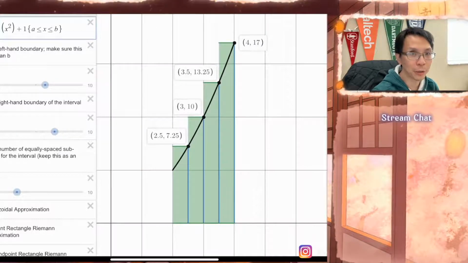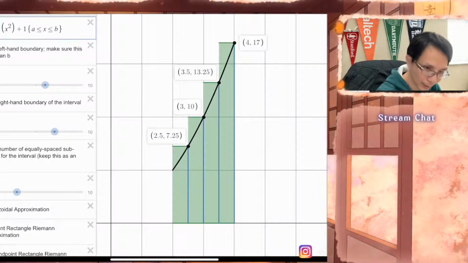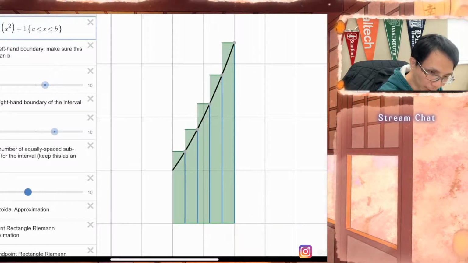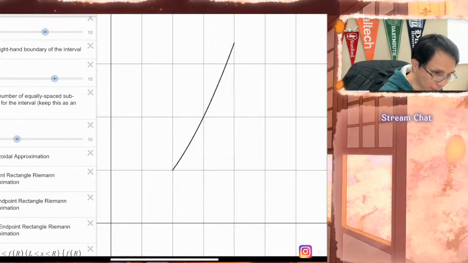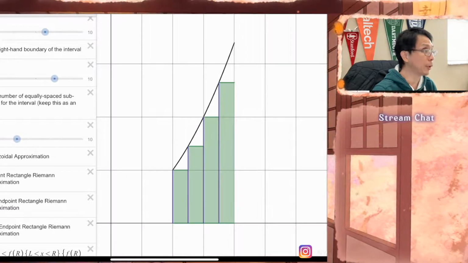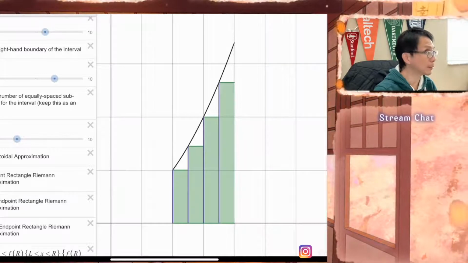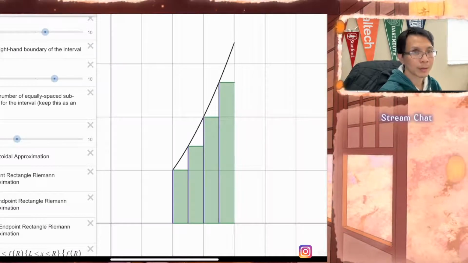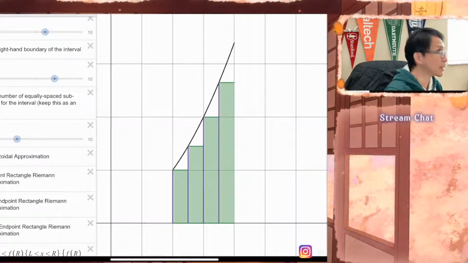Now I'm going to show you the left end approximation, so I'm going to click away. Here, sorry, I'm going to do 4 here. This is a right end approximation. I'm going to do left end approximation. Are they over or under? It's under, right? Now, my left end and right end is like this.